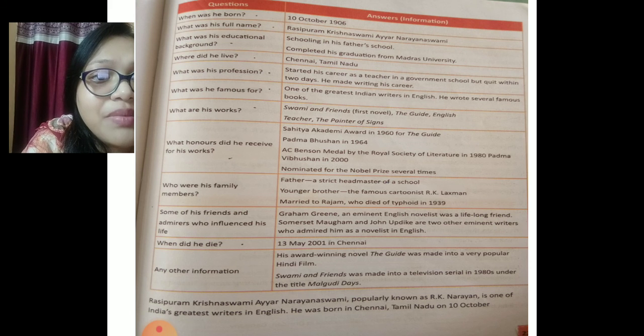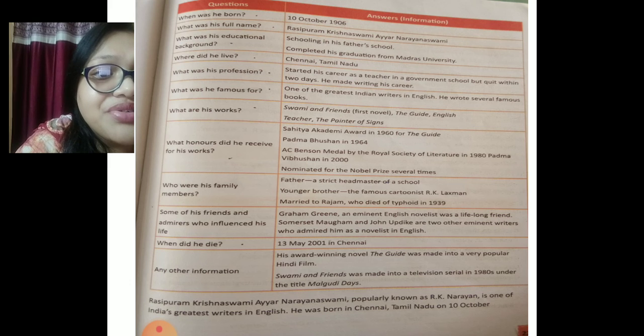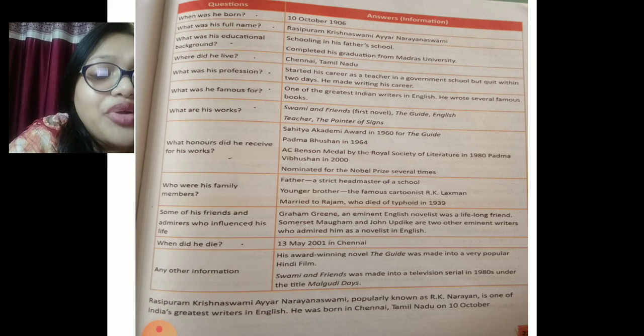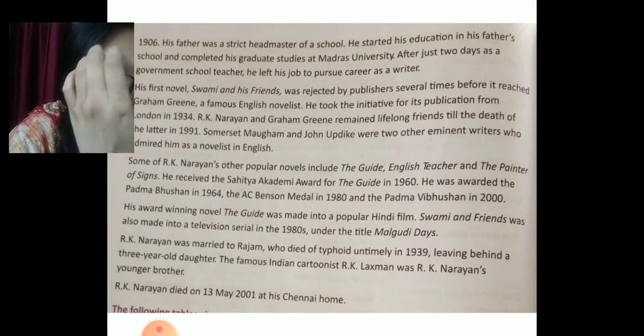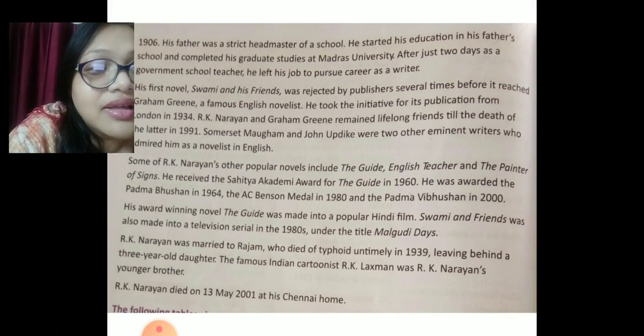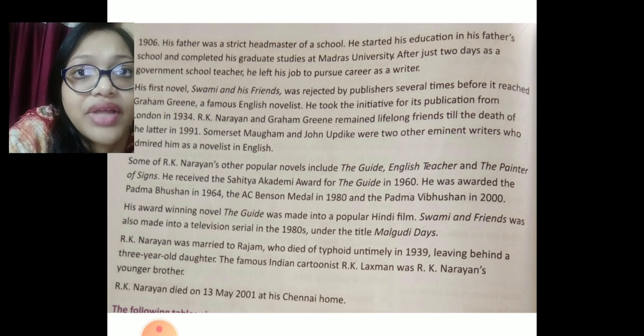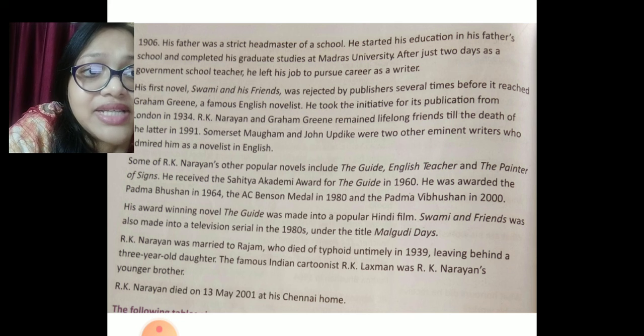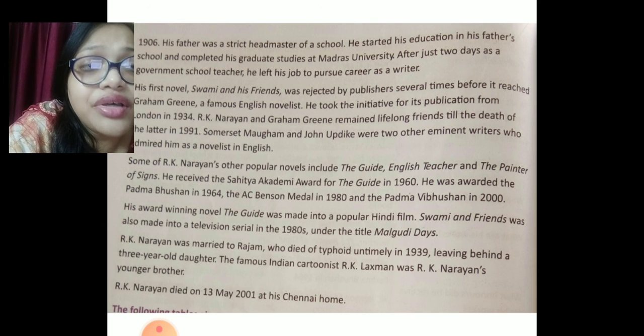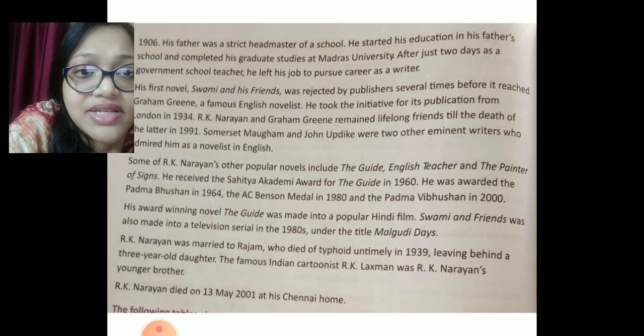Rasipuram Krishnaswamy Iyer, popularly known as R.K. Narayan, is one of India's greatest writers in English. So this is how you write, arranging the facts. It should be like this. So everyone follow the example. I hope you have understood how to arrange your biography and then finally write it.